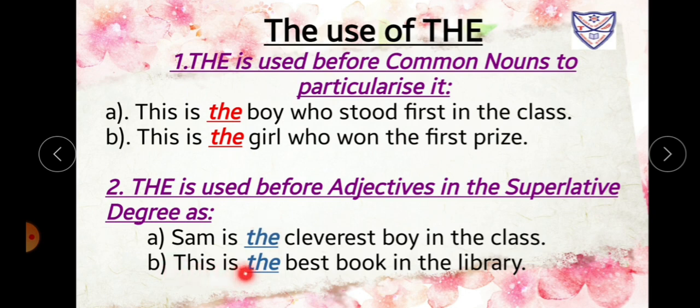Number 2, this is the best book in the library. So again in this sentence, best is an adjective and it is in the form of superlative degree, that is good, better, best. So before this adjective, we will use an article, and that article is the. So as per rule number 1, the is used before common nouns to particularize it, and rule number 2, the is used before adjectives in the superlative degree.